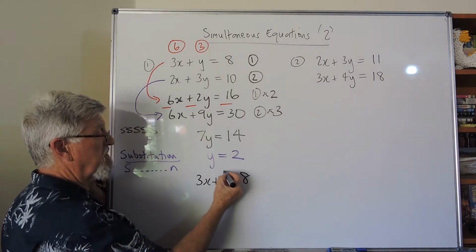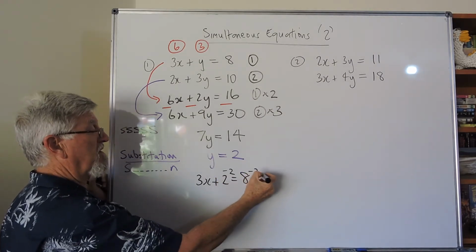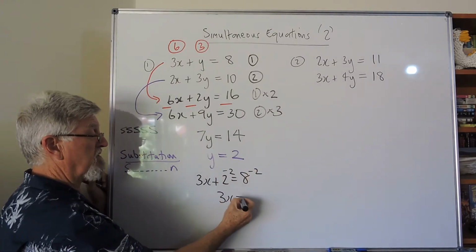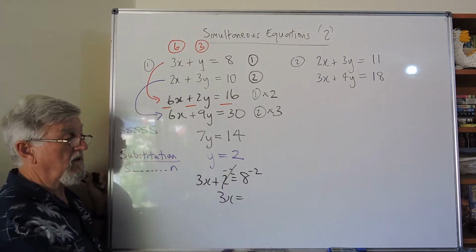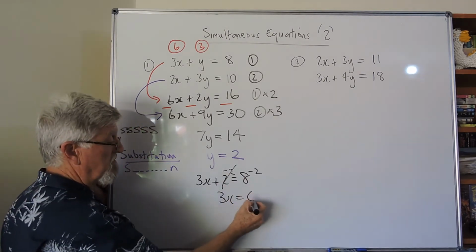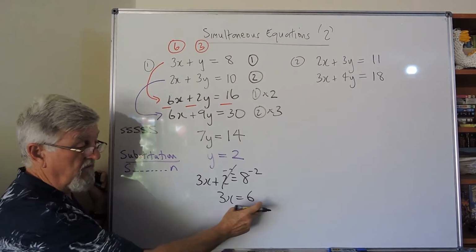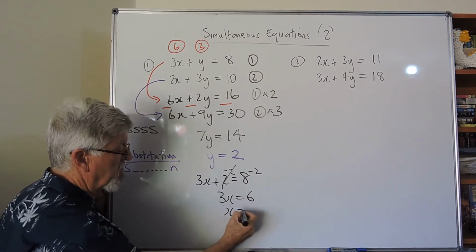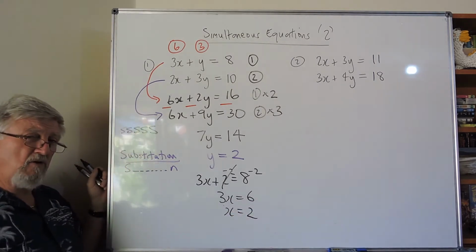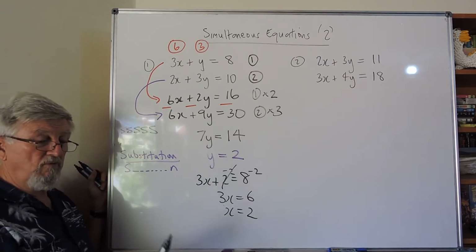How do I get rid of the plus 2? If I take 2 from this side, I take 2 from that side. I've got 3x, because that's gone. 8 take 2 is 6. And then I can divide by 3, divide by 3. I can just look at it and go, that's x equals 2. So the answer to the question is 2 for the x and 2 for the y.